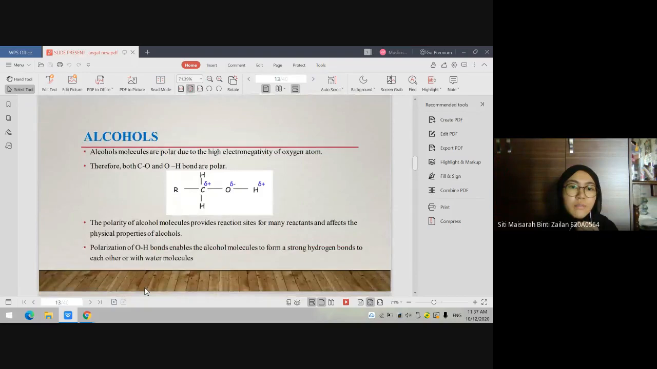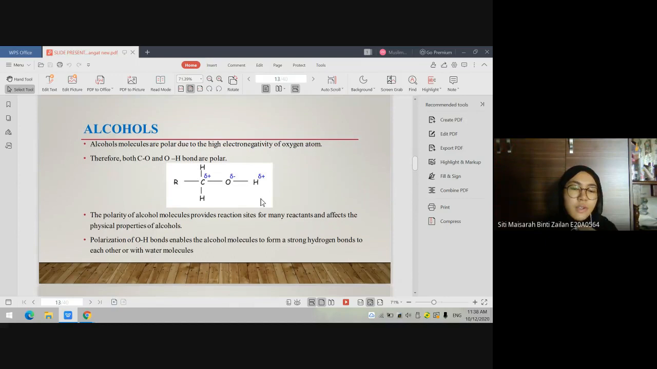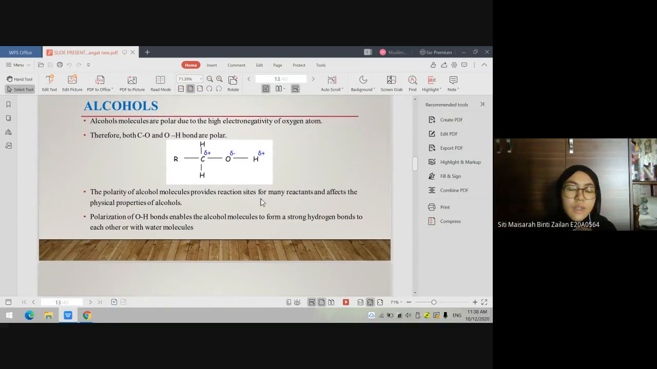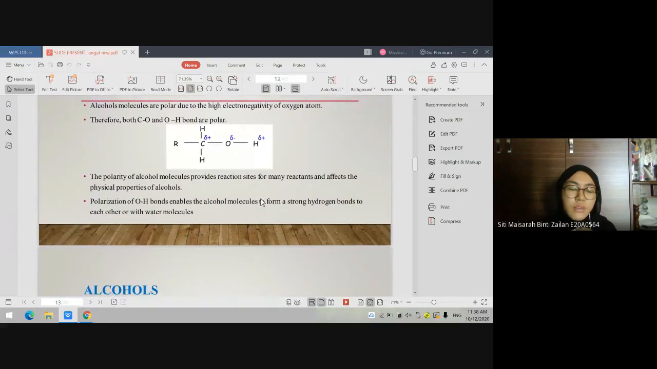Alcohol's molecules are polar due to the high electronegativity of oxygen atom. Therefore, both carbon-oxygen and oxygen-hydrogen bond are polar. The polarity of alcohol's molecules provide reaction sites for many reactants and affects the physical properties of alcohols. That means some of the reaction occur at here. Polarization of oxygen and hydrogen bonds enables the alcohol molecules to form strong hydrogen bonds to each other or with water molecules.